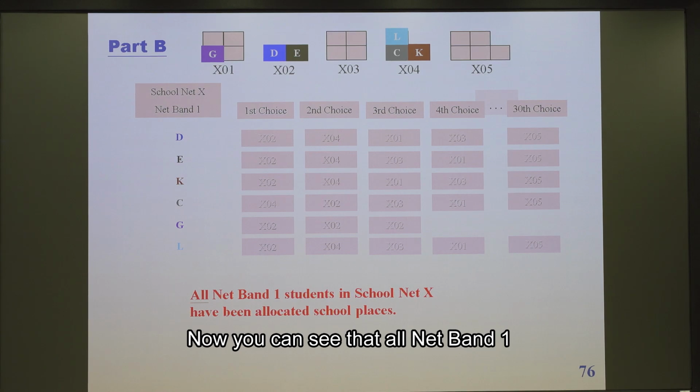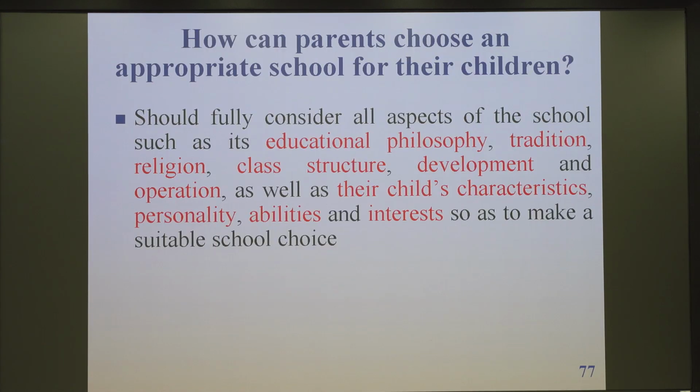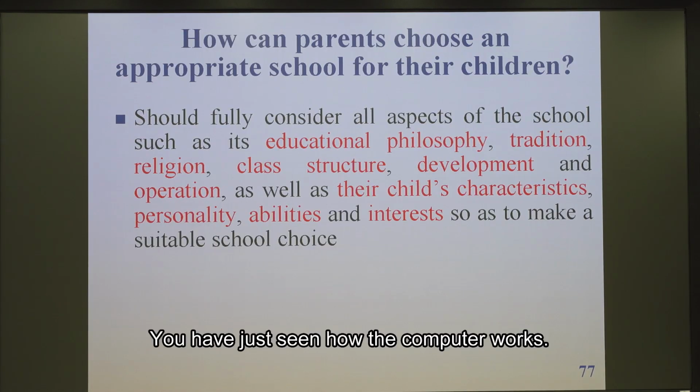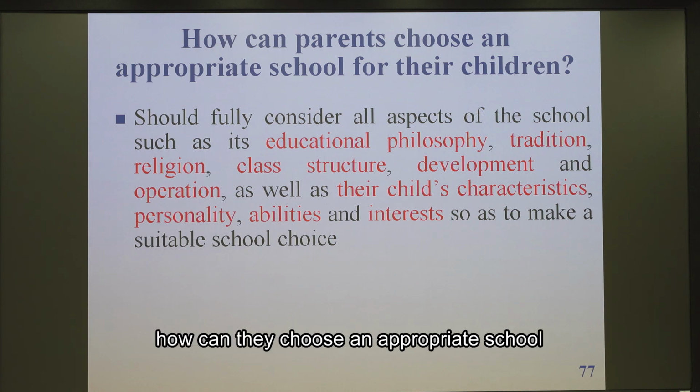Now you can see that all Net Band 1 students in SchoolNet X have been allocated school places. You have just seen how the computer works, and then some parents may have a question in mind: how can parents choose an appropriate school for their children then?